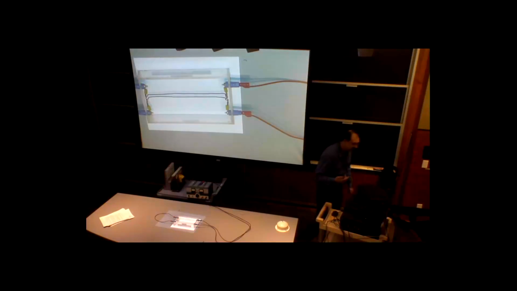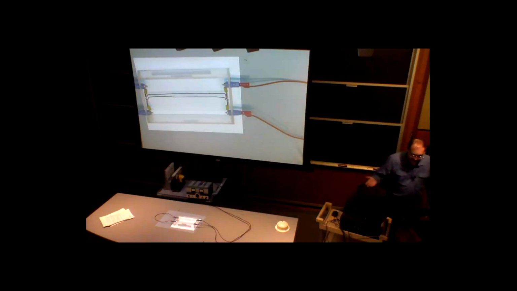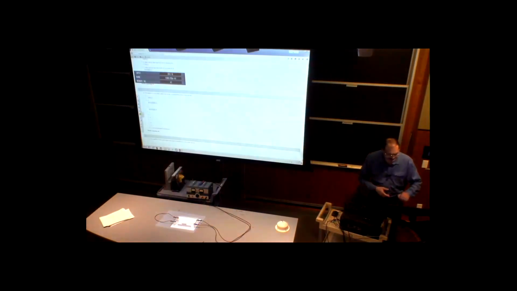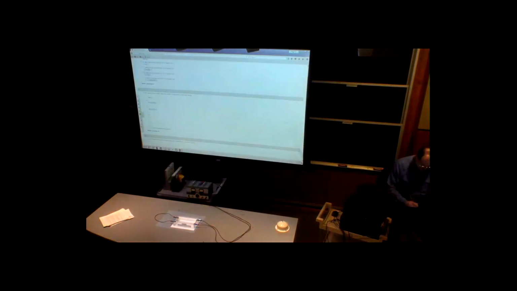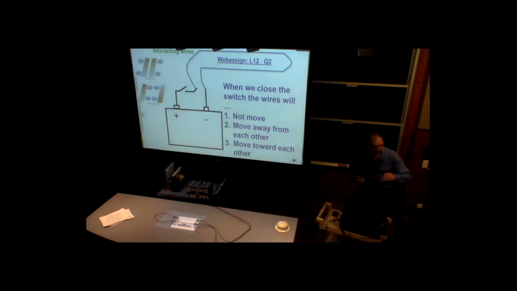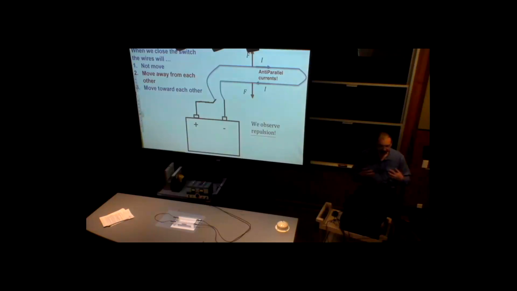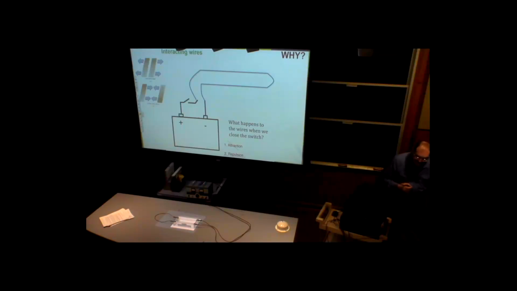But first we have to talk about why do they do that? We know everything about generating magnetic field, and also about a force acting from magnetic field on a wire. We just have to combine these two parts of physics we've learned. So that's the fact. And why? Why?